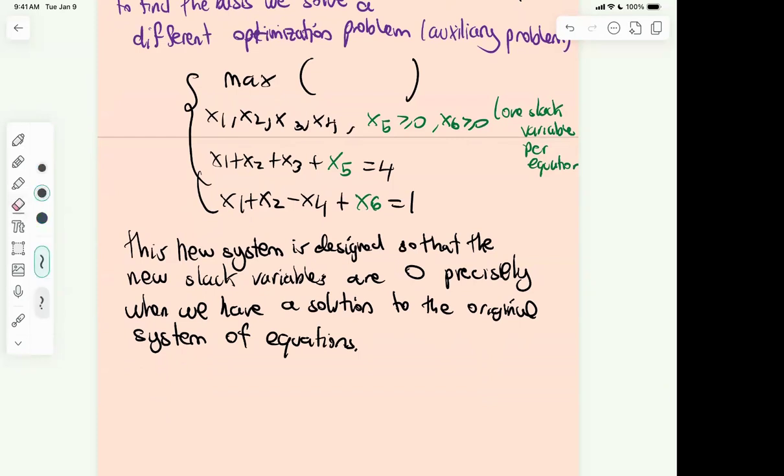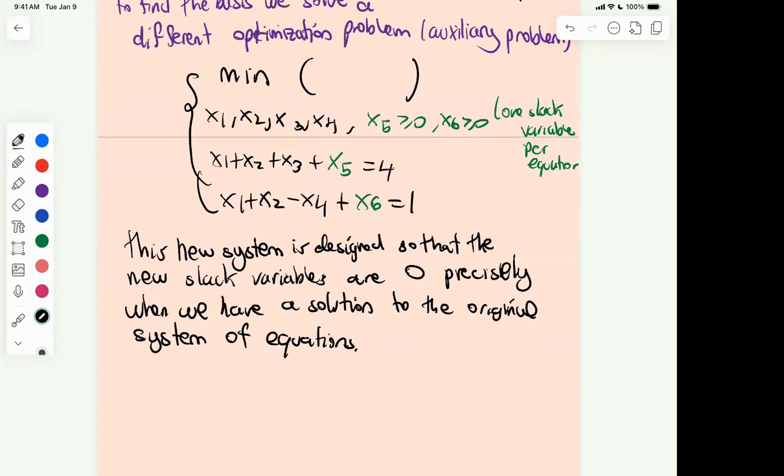Actually, I'll write it first as a mean, because a mean is kind of more natural than a max, and then I'll turn it into the max notation. But it does make a little bit more sense to understand it first as a minimum. Okay, so what are we trying to do?